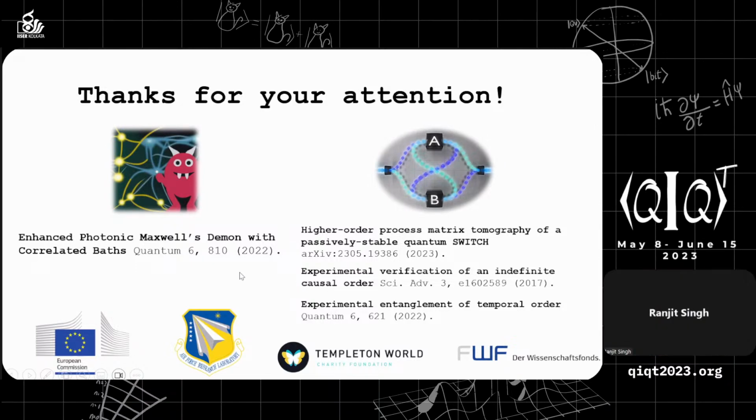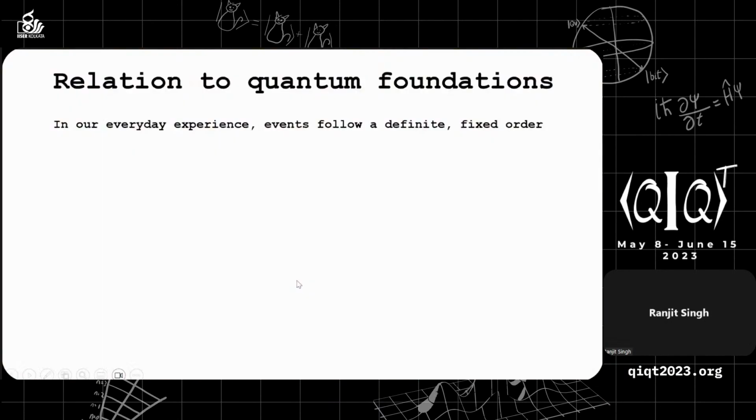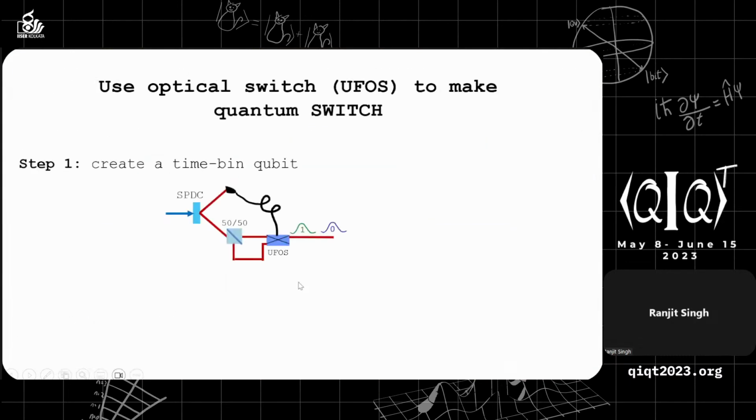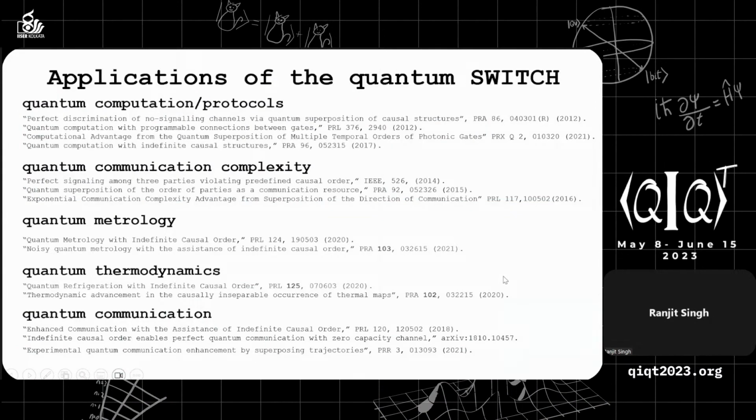Second question. In one of your slides, you mentioned applications of the quantum switch. My question is, what kind of benefits can one expect in quantum metrology by using the quantum switch?